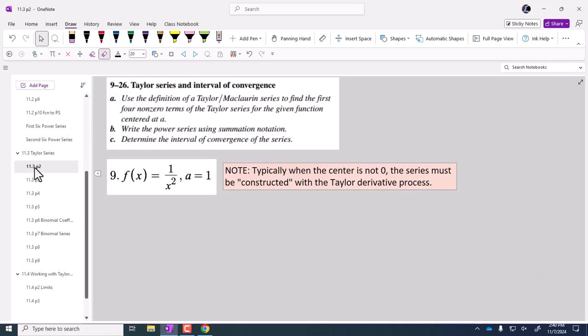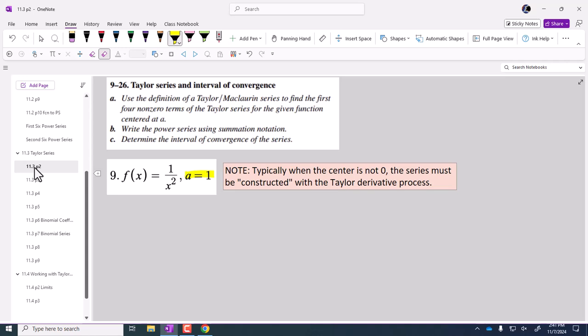But when you see this type of thing where the center is not the origin, 99% of the time it means break out the hammer and nails. We've got to start taking derivatives and we need to build this Taylor series. So if the center is not 0, you should be thinking, take a ton of derivatives. Plug in the center. Build it.